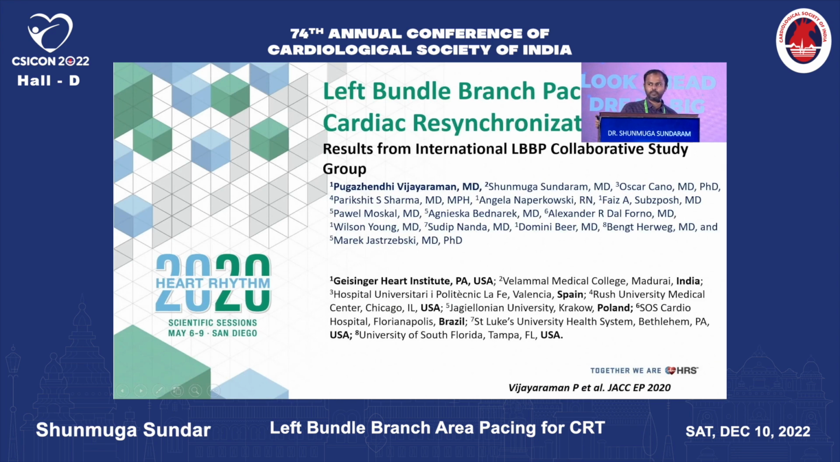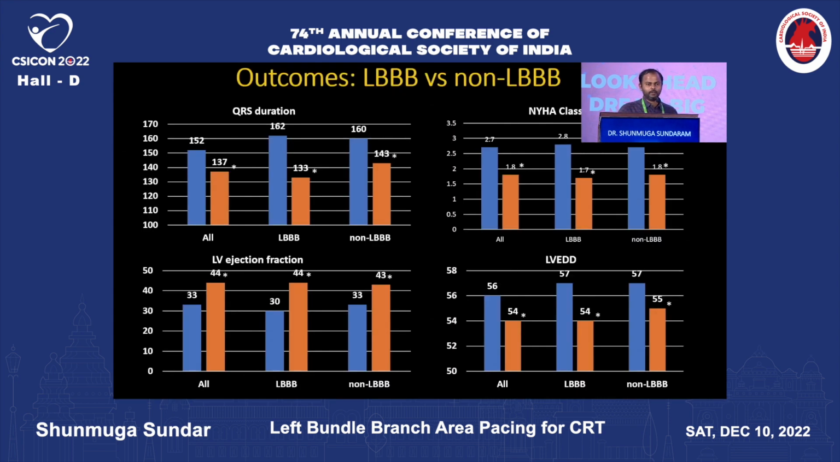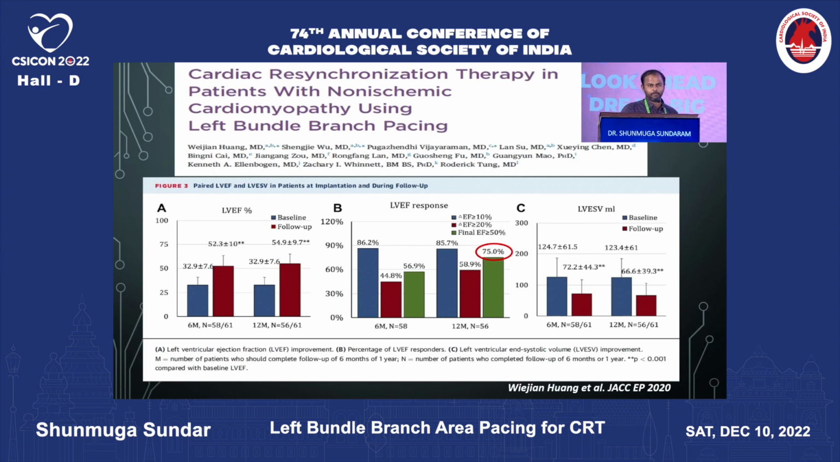Once you regenerate a normal appearing QRS, you'll be able to resynchronize the ventricle and improve the LV ejection fraction. This is what we have shown in our first international LBBP collaborative study group. This was a late breaker in 2020, and we could show that patients with an LBBB morphology as well as non-LBBB morphology have significant reduction in QRS duration, significant improvement in LV ejection fraction, and significant improvement in NYHA functional class. So this is irrespective of the underlying QRS morphology. But the patients with LBBB responded in a much better way as compared to those with non-LBBB morphology.